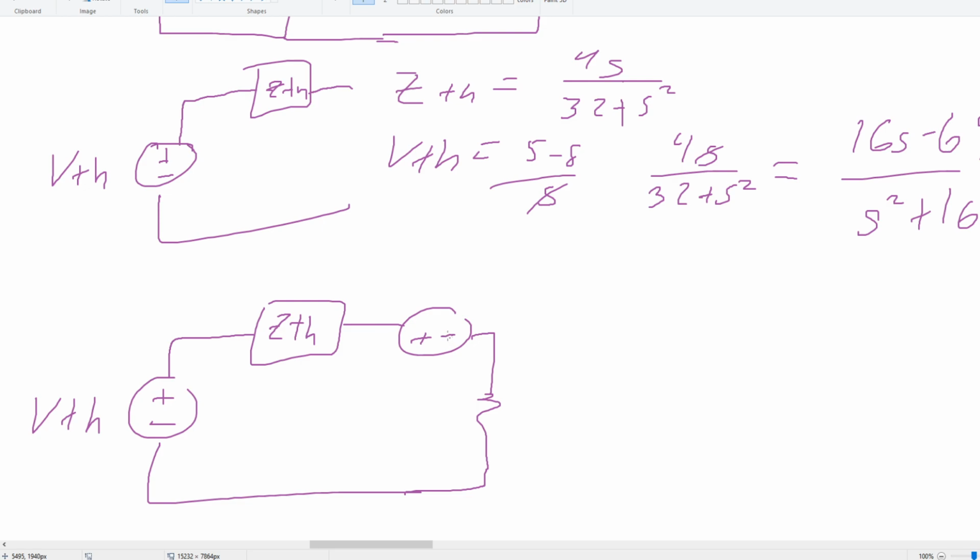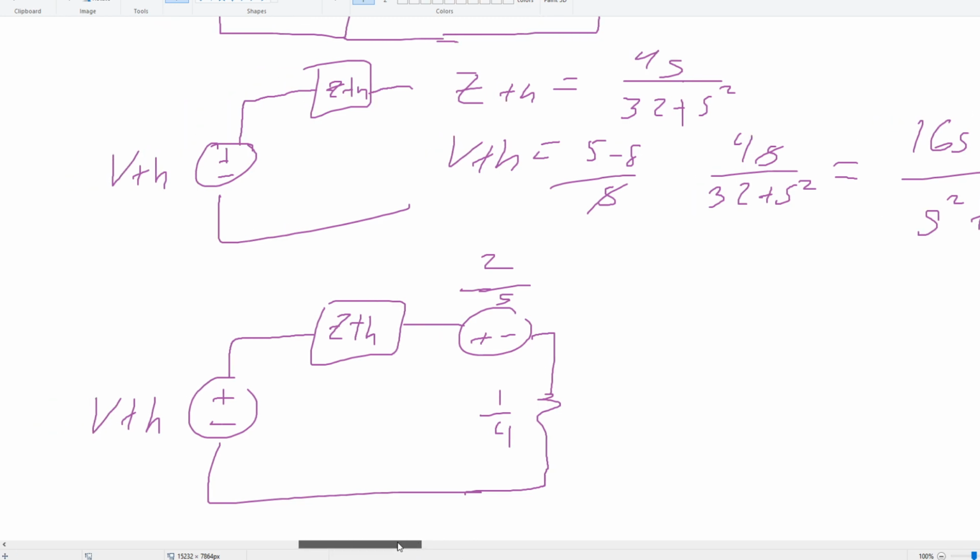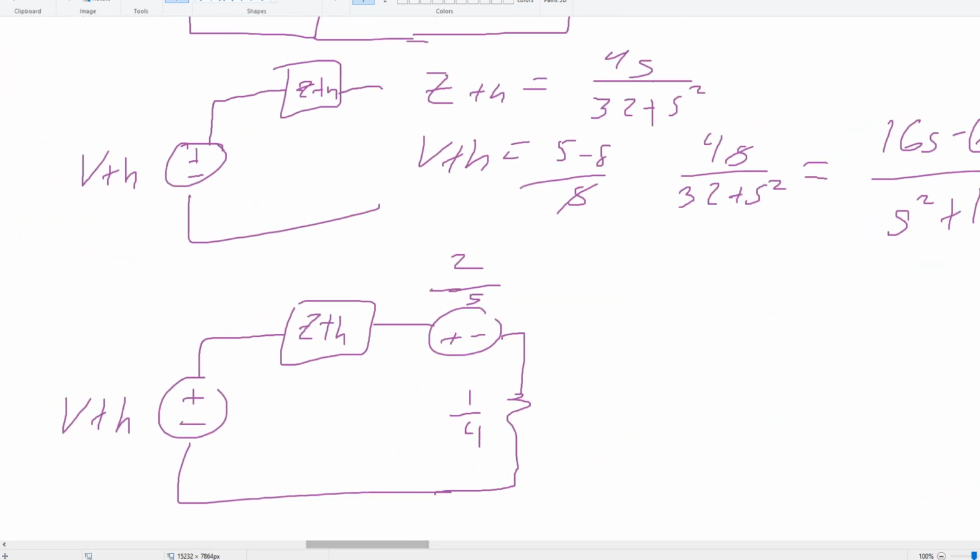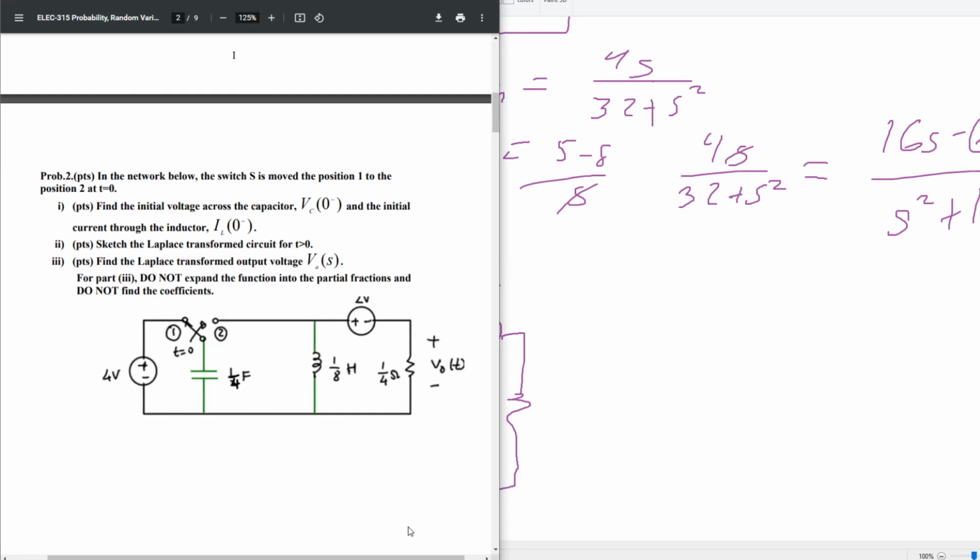This is a voltage source. What you do to find the Laplace transform is, the voltage source was 2, you just divide it by s. The resistor is 1/4, that just stays the same. For part 3, we have to do, I don't even know, where is this? Part 3. Find the Laplace transform output V0(s). Do not expand the function into partial fractions and do not find the coefficients.